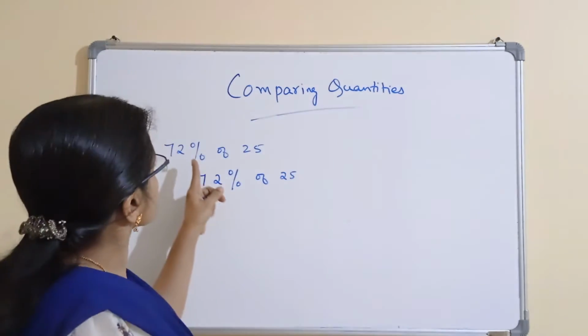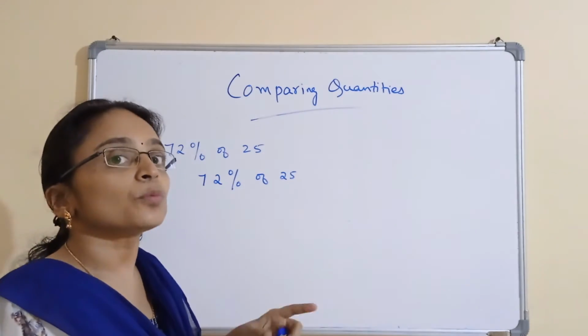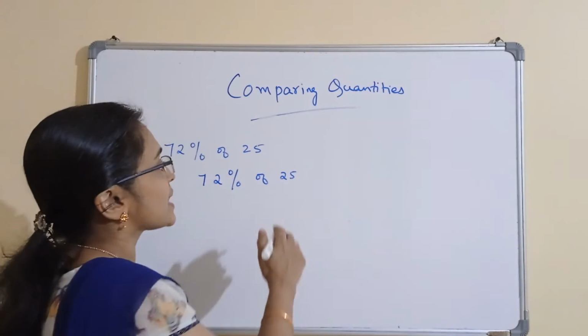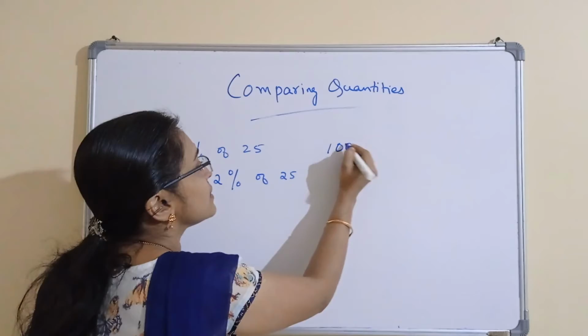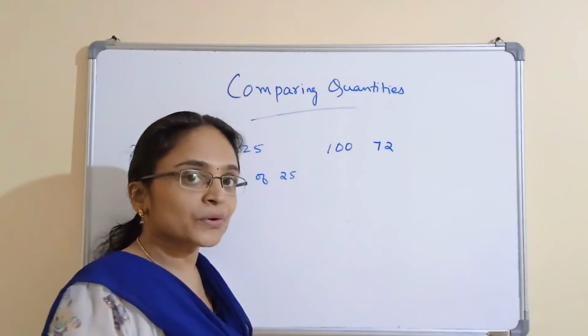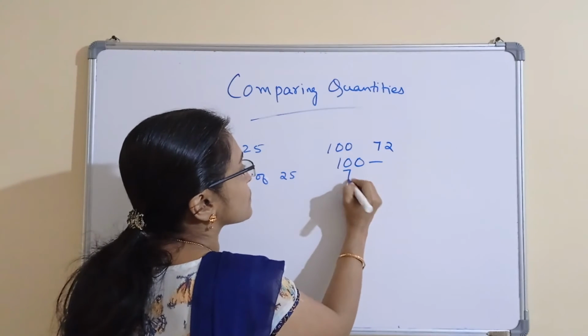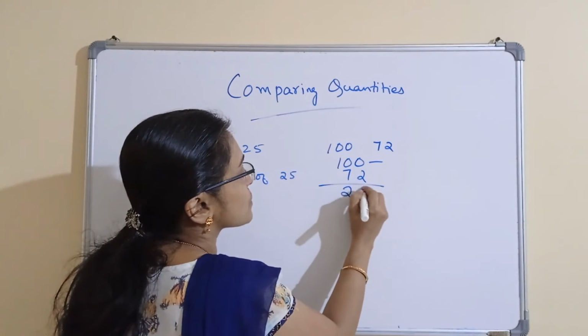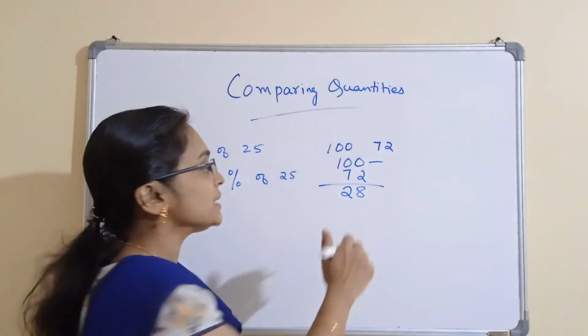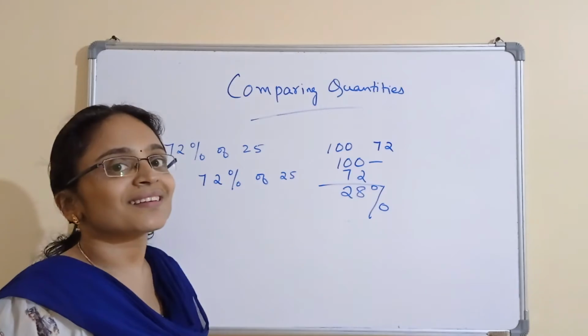Okay. Next one is 72% of 25 are good in mathematics. How many are not good in mathematics? That is, out of 100, 72 are good in mathematics. Means, how many are not good in mathematics? 100 minus 72. So, that is equal to 28. So, you can write 28% are not good in mathematics.